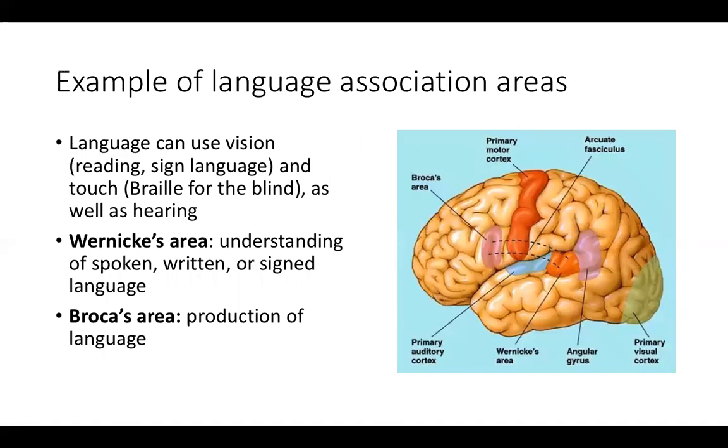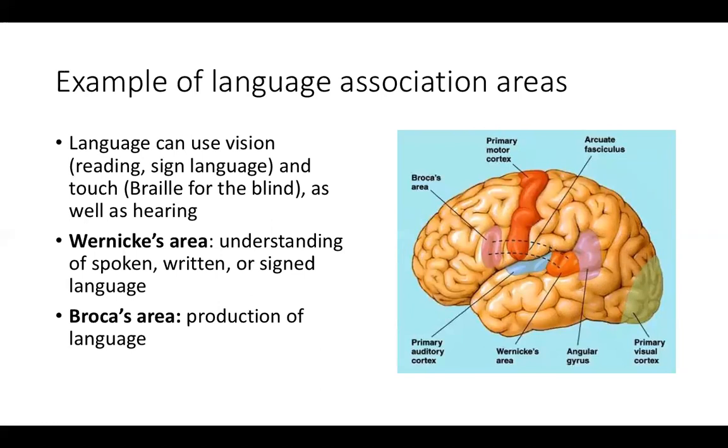What I wanted to present to you here is an example of a language association area. As you can imagine, language is a combination of multiple forms of sensations that we're taking in. Language can be visual for reading or sign language. Touch can also be involved if someone who's blind is reading Braille, as well as hearing, of course.